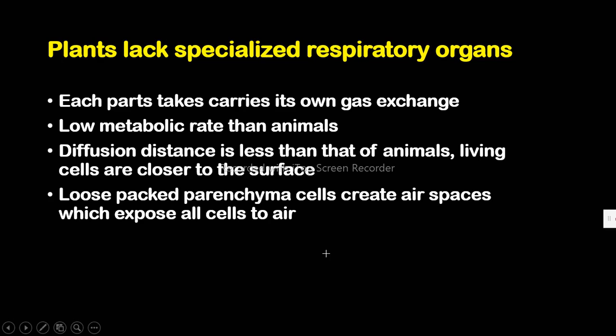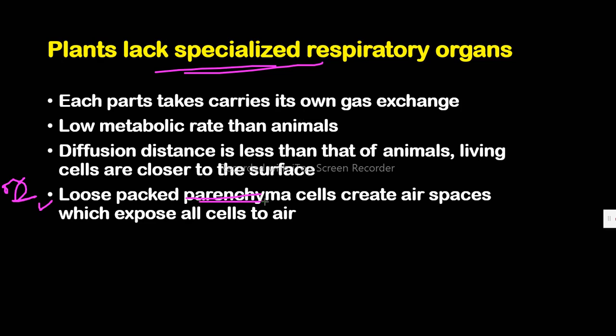This question, you can answer it, and it requires 8 marks. Briefly explain why plants do not require specialized respiratory apparatus, respiratory organs. Yet they are just these simple things.